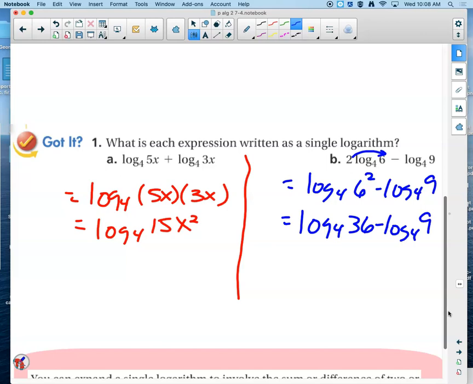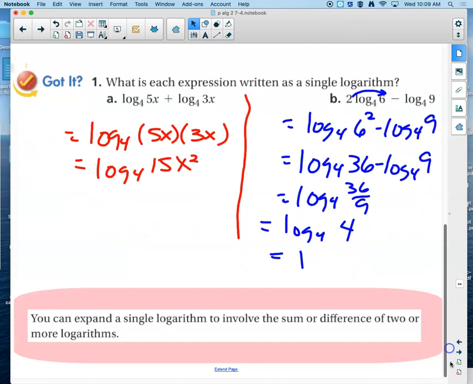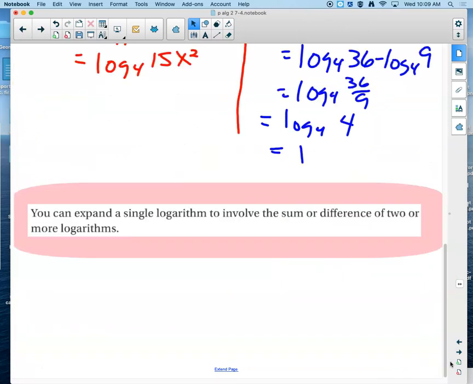Now we have some subtraction taking place. What's subtraction in logarithm language? Division. Wait a second. I think we know that one. It is 1. They're inverses of each other. These bases are exactly the same. There it is. So that's condensing: putting the powers back up, checking to see addition, subtraction, how do I change that? And condensing is the same thing as write as a single logarithm.